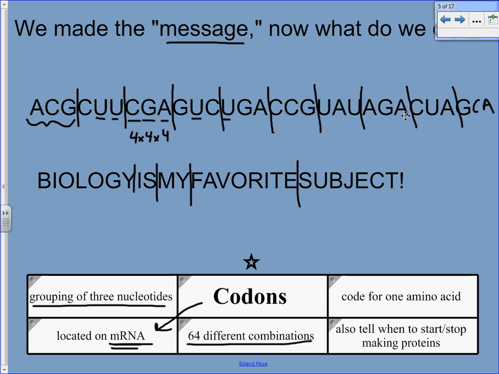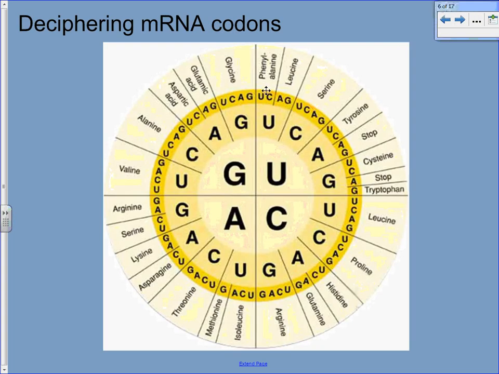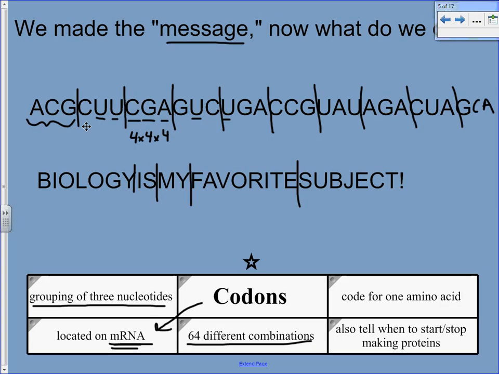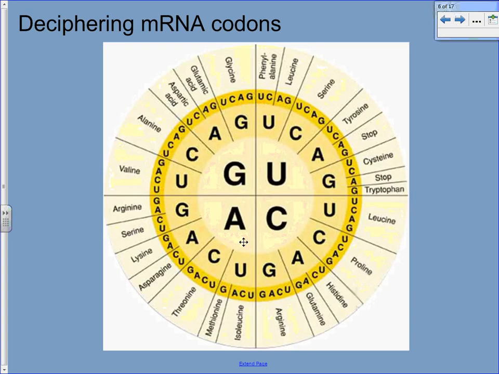So these obviously code for amino acids, and we figured out this tool that helps us decipher what amino acid we're talking about. So for example, if we look here, let's say that the code on the mRNA was CAA. Well, this little wheel, and again, this is only for using on mRNA. You'll see why I stress that in just a minute. So this is for mRNA, or for looking at codons, we look at this wheel.